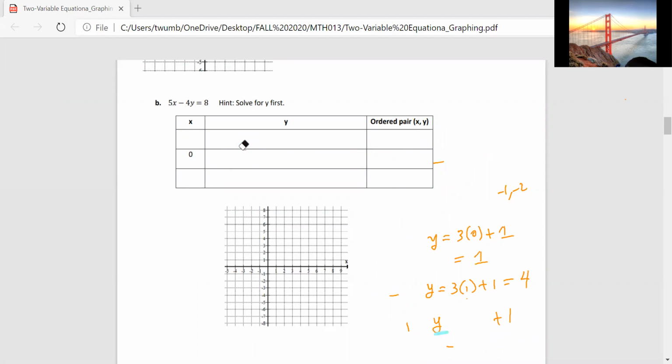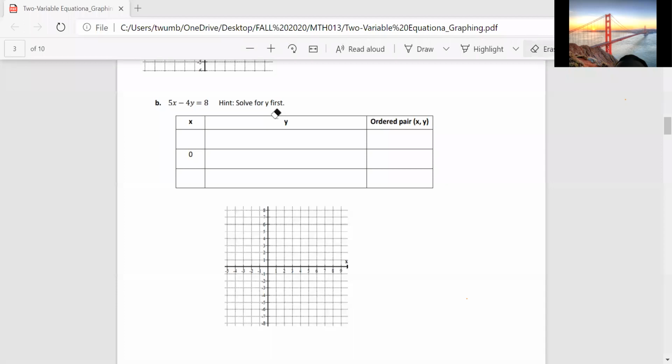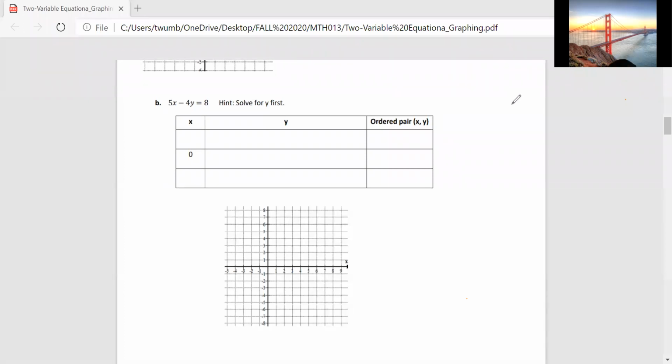Now, in this particular case, you are to complete a table, which is basically like what I did before. Over here, it says 5x minus 4y equals 8. And the hint is solve for y first. Let's see how we do that.